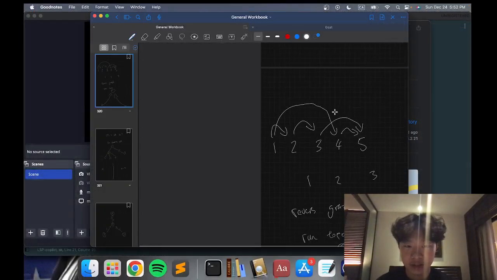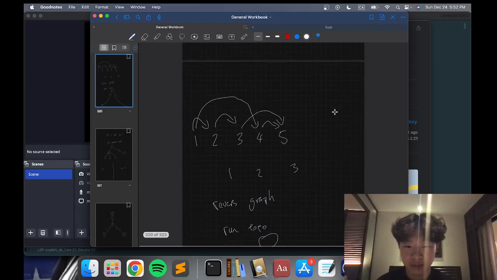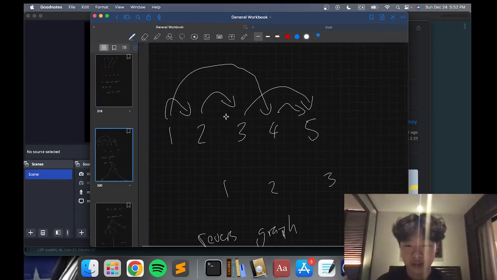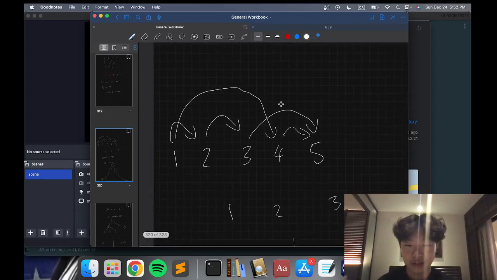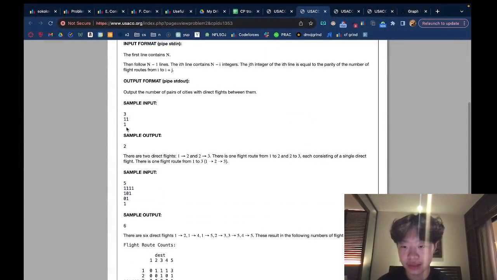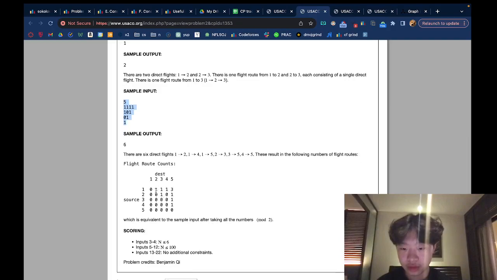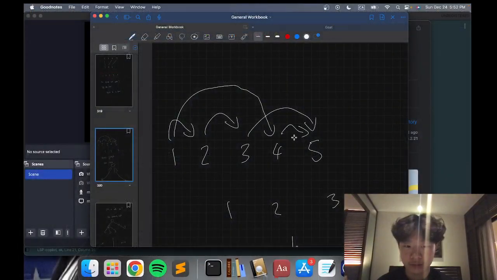This is my contest notes where I drew out everything. So this was my representation for this initial input here. We can see in the input, 1 connects to 2 to 3 to 4 to 5 with all parity of 1. So it's basically like this, and I drew it out here.